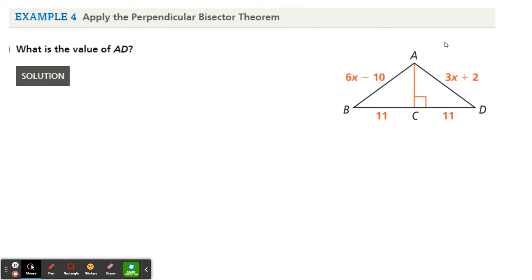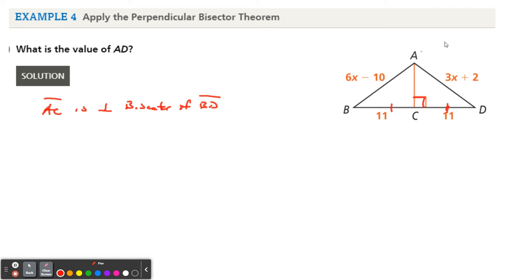Okay, so this is another perpendicular bisector theorem problem, but more algebra-y, right? It says, what is the value of AD? If you look at this picture here, AC is perpendicular to BD, and since it's 11 and 11 on BC and DC, it also bisects DC. So AC is a perpendicular bisector. So segment AC is the perpendicular bisector of segment BD, right?